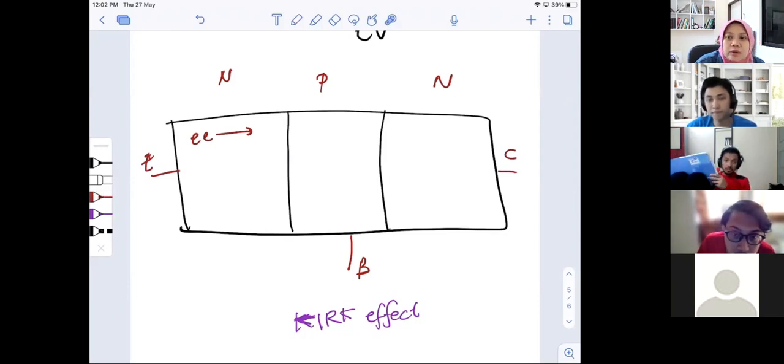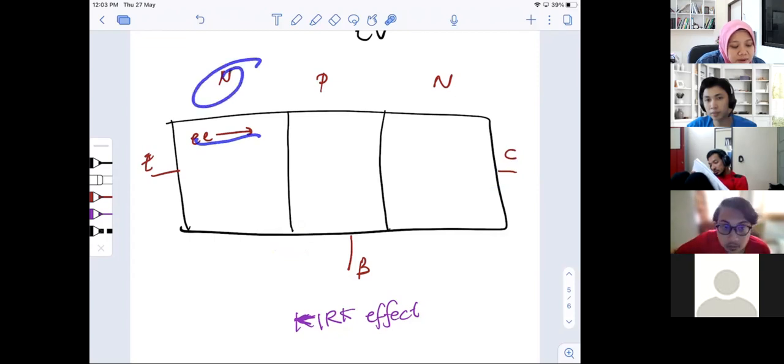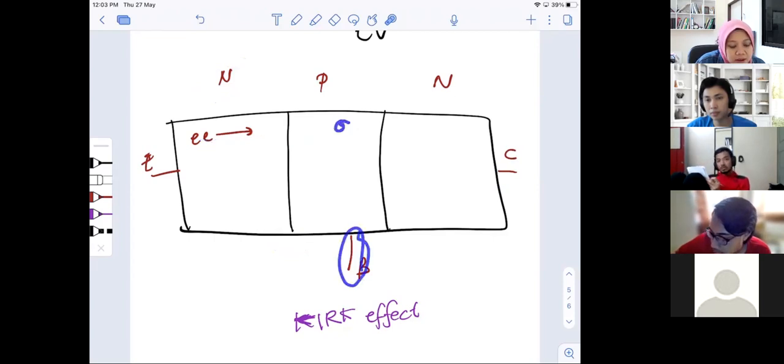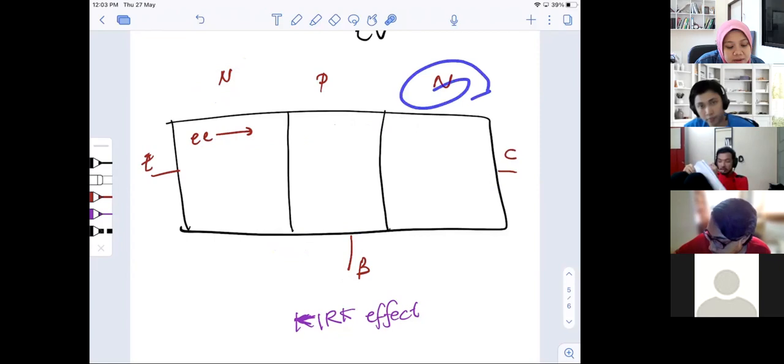Now you understand how the BJT works. How do you get collector current? The process of getting this collector current is, first, you forward bias this junction whereby the electrons will flow. This is N, so the majority of electrons will diffuse to P. When it comes to P, there will be recombination. That's why you have the base current. After that, most of the electrons will go to the end region, the collector region.